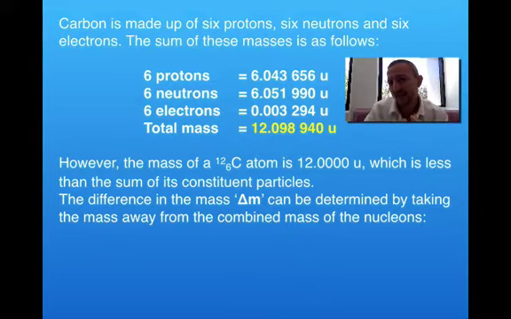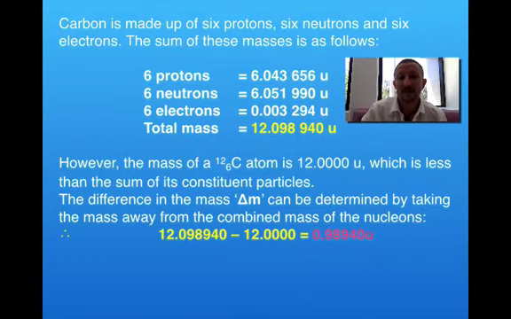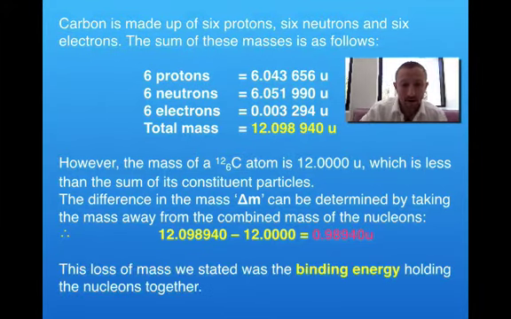Now, we can calculate that mass or that energy. Remember I said mass and energy are combined. So to get this mass deficit, if I take the two numbers away, I take 12.098940 and take 12 away from that, I get a mass defect of 0.98940 units. Now, this is the binding energy. This is the energy in the form of lost mass.